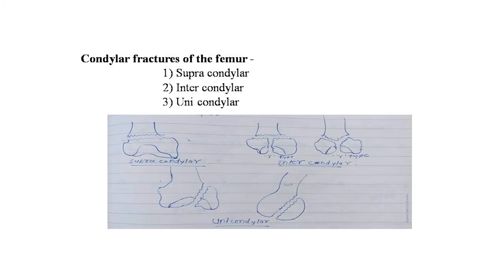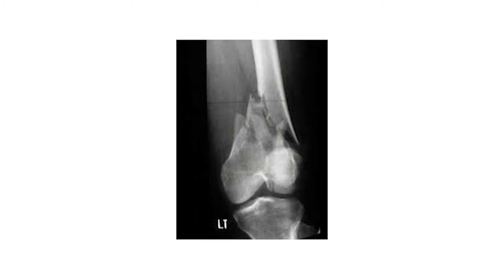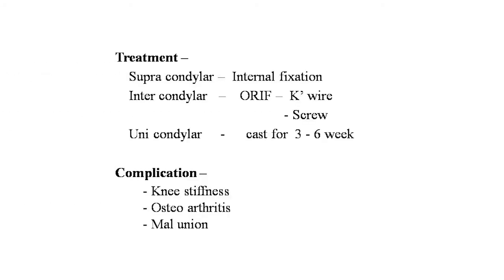Now the condylar fractures of the femur are supracondylar, intercondylar and unicondylar. Here the image is clearly seen. The first image showing the supracondylar fracture, second image showing the T type and Y type of the intercondylar fractures of the femur, and the lower image is showing the unicondylar fractures of the femur. Here is a good picture showing the condylar fractures of the femur. Now the treatment for the supracondylar is internal fixation, and if there is an intercondylar fracture, ORIF, open reduction internal fixation, K wire and screwing. If there is a unicondylar type of fracture, a cast for 3 to 6 weeks should be applied. Now the complications of these condylar fractures of the femur are knee stiffness, osteoarthritis and malunion.